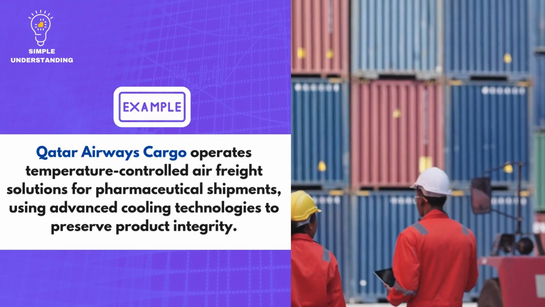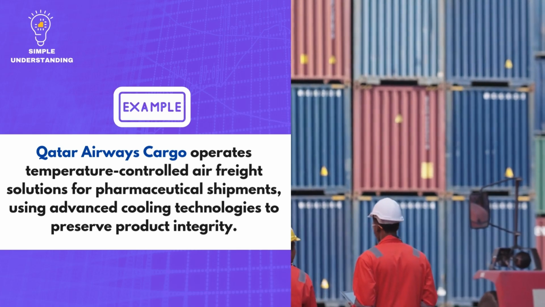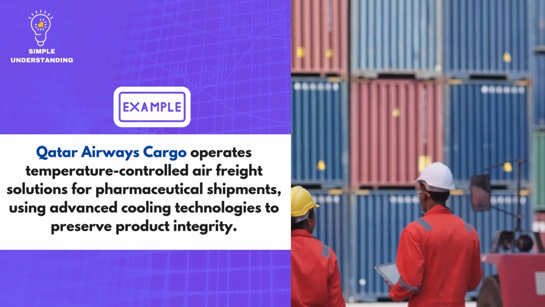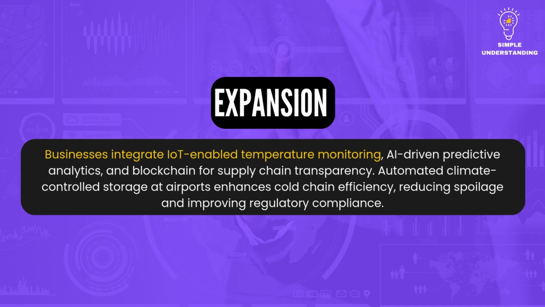Real company example: Qatar Airways Cargo operates temperature-controlled air freight solutions for pharmaceutical shipments, using advanced cooling technologies to preserve product integrity. Expansion: businesses integrate IoT-enabled temperature monitoring, AI-driven predictive analytics, and blockchain for supply chain transparency. Automated climate-controlled storage at airports enhances cold chain efficiency, reducing spoilage and improving regulatory compliance.